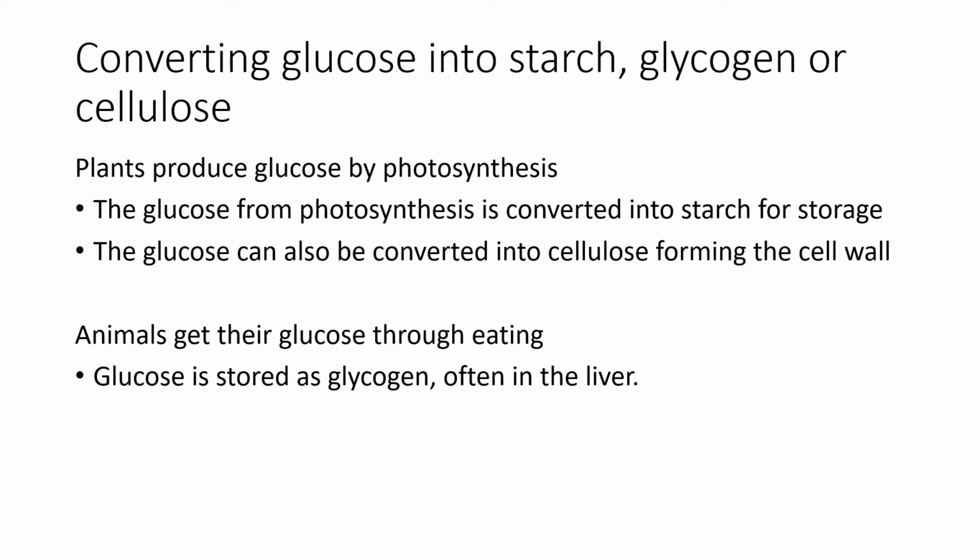In terms of animals, animals get glucose. Of course, they don't produce their own by photosynthesis like plants do. They have to eat it. And when they eat it, excess glucose is stored as a substance called glycogen, and glycogen is often stored in the liver.